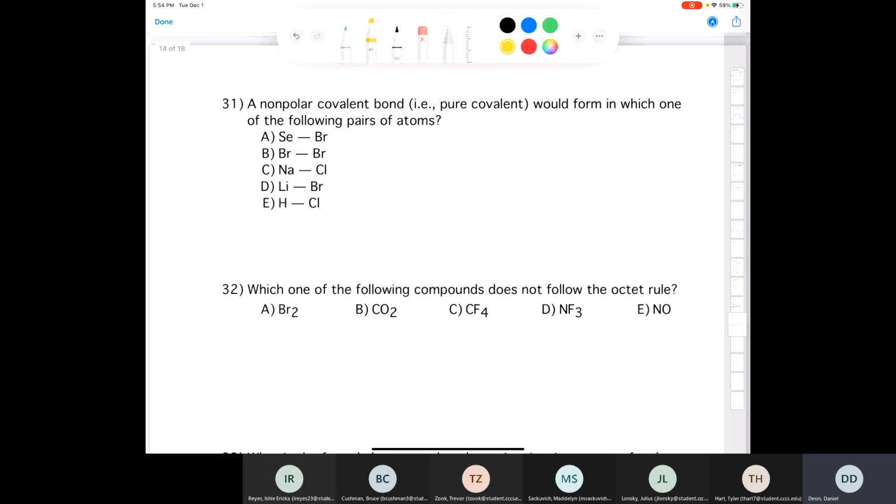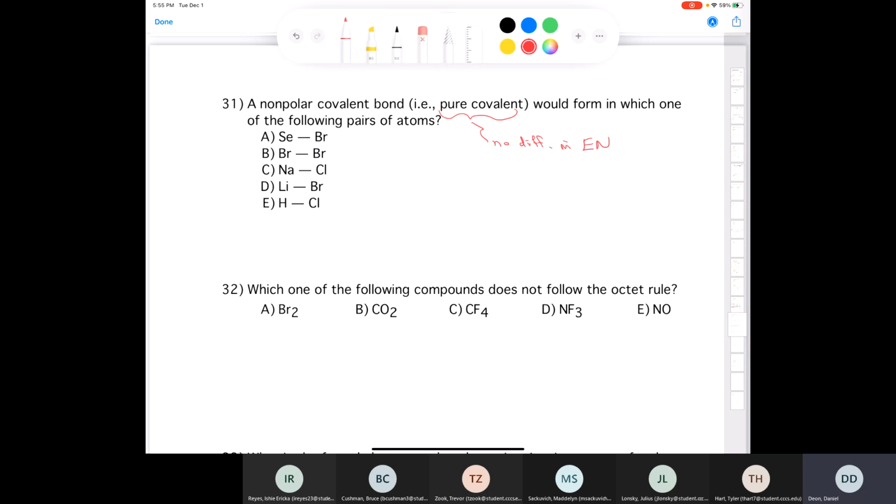Question number 31. A nonpolar covalent bond, or what it means by that is pure covalent, would form in which one of the following pairs of atoms? Well, if it's purely covalent, that means there can be no difference in electronegativity.